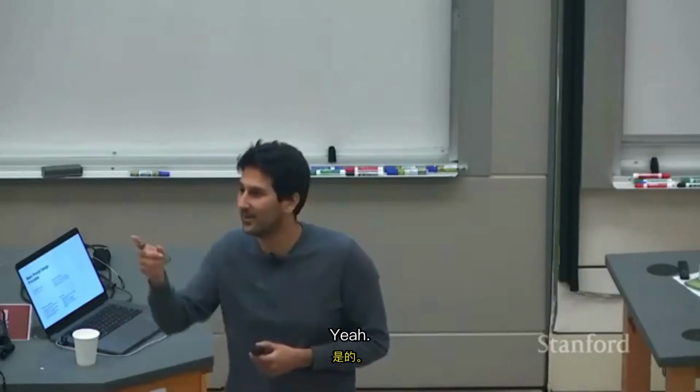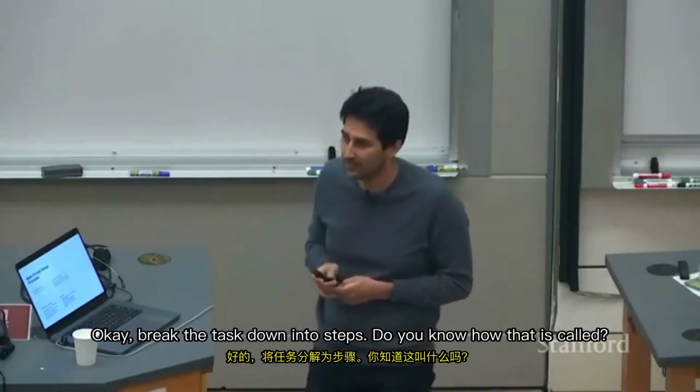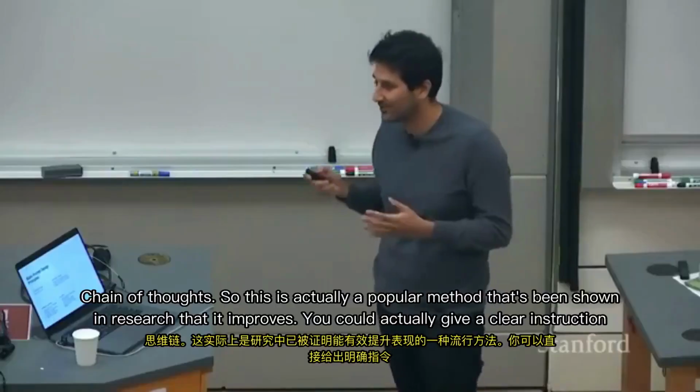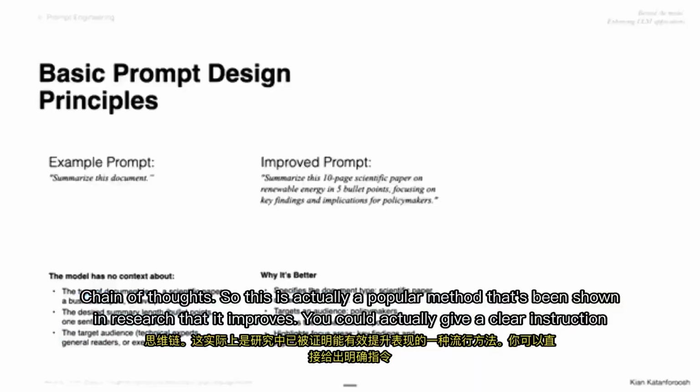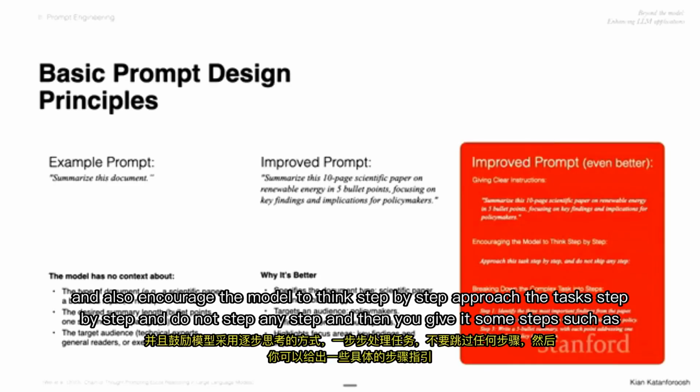What else? Break the task down into steps. Okay, break the task down into steps. Do you know how that is called? No. Okay, chain of thought. This is actually a popular method that's been shown in research to improve results. You could give a clear instruction and also encourage the model to think step by step: approach the task step by step and do not skip any step.